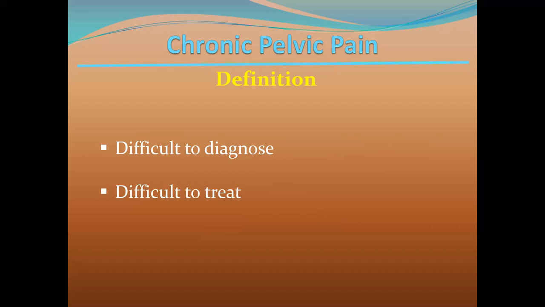It is also difficult to treat, because when anything becomes chronic, it is difficult to treat. Sometimes there is an advancement of the lesion, adhesion formation, and the disease reaches an advanced stage. So it is difficult to treat and difficult to cure. One is the counseling, another is the treatment, and then the cure, and then to reestablish the normal state.